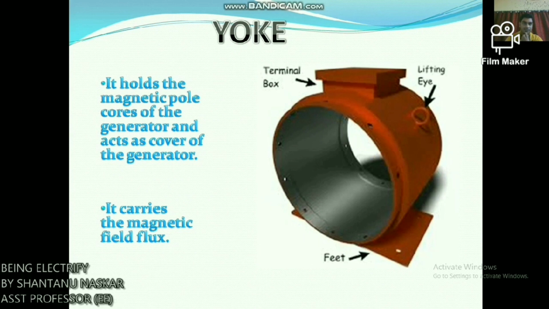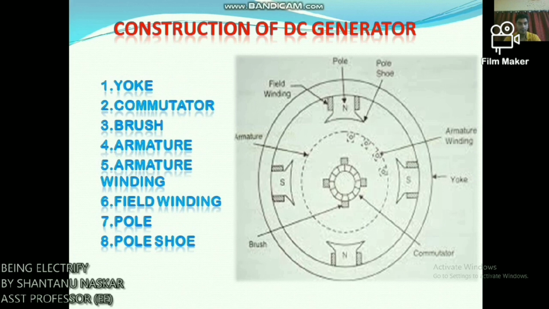A DC generator can be used as a DC motor without any constructional change, and vice versa is also possible. Thus a DC generator or DC motor can be broadly termed as a DC machine. These basic construction details are also valid for the construction of DC motor. Let's call this point construction of DC machine instead of construction of DC generator or DC motor.